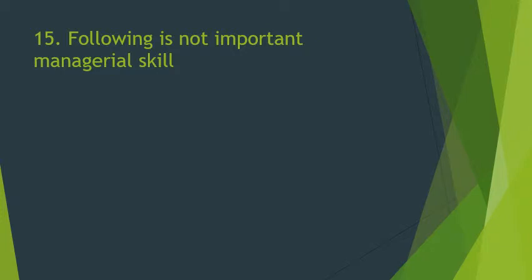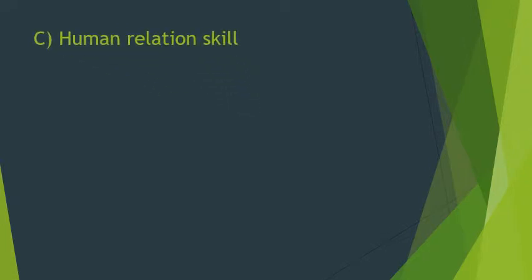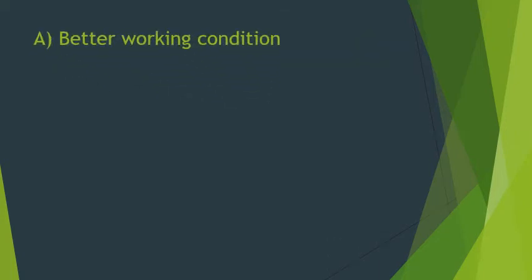15. Following is not an important managerial skill: A. Technical skill, B. Conceptual skill, C. Human relation skill, D. Procrastination skill. 16. In what way does an increase in productivity help in management? A. Better working condition, B. To stand better in market, C. Job security and satisfaction, D. Reduce the price of article.